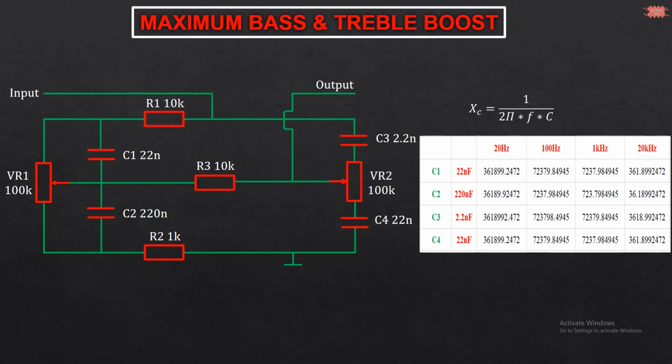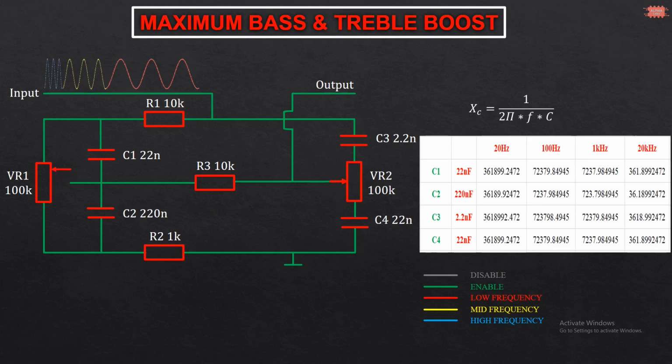Now, let's get started. I suppose that the input signal contains high frequency, mid frequency, and low frequency. They are marked by blue, yellow, red. The gray components are inactive. I also suppose that the wipers are set to maximum resistance, so that the capacitor C1 is inactive because it is a short circuit.